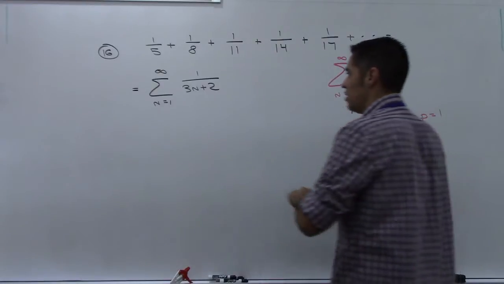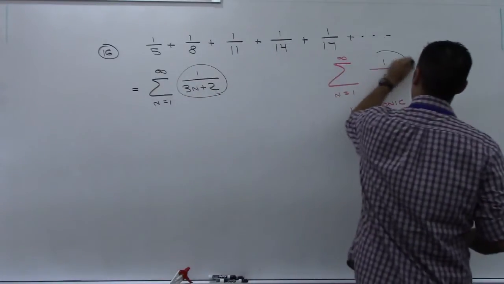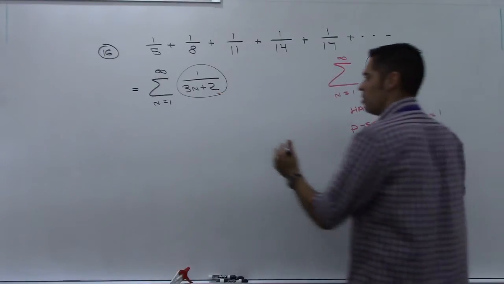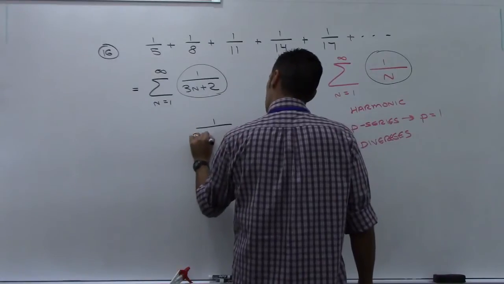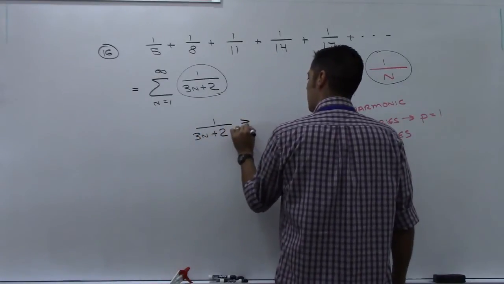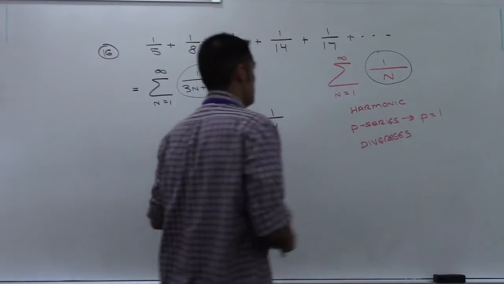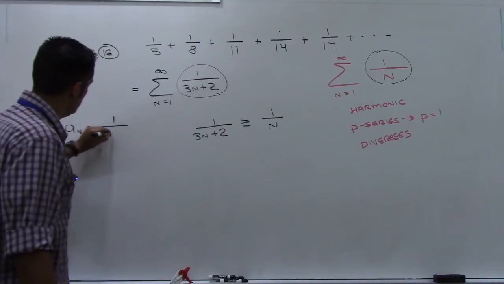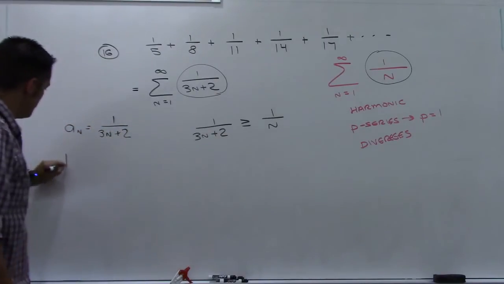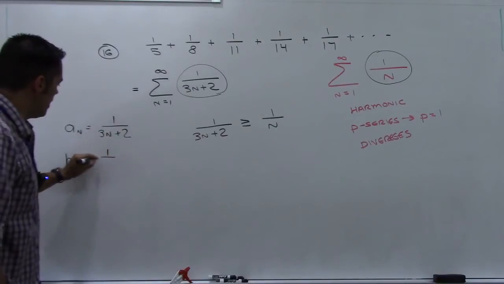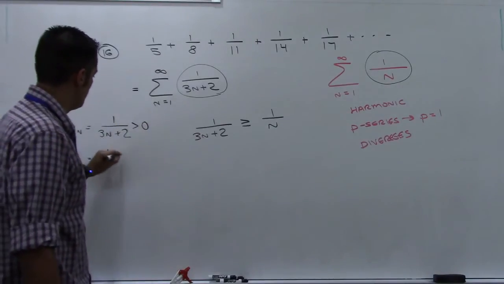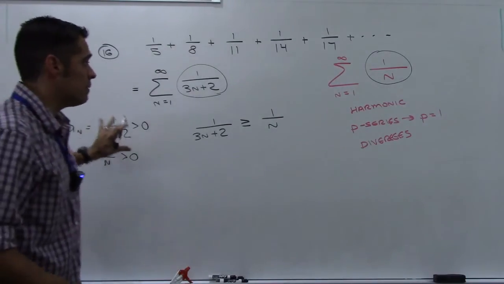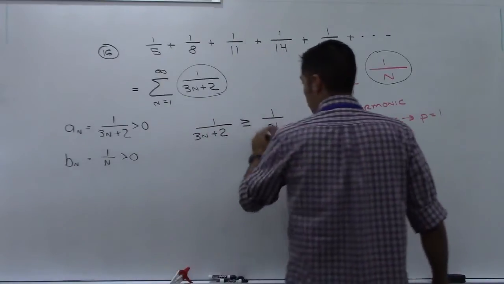So the comparison I need to do with this and this is I need to show that these guys are always bigger than these guys. So I need to show that 1 over 3n plus 2 is bigger than or equal to 1 over n. Also, I need to write down here, I'm looking at a sub n being 1 over 3n plus 2. I'm looking at b sub n being 1 over n. Both of these are greater than 0. Obviously, if n is positive, these are both going to be positive numbers. So I've checked that. I can use the comparison test. Let's go ahead and do our work here.